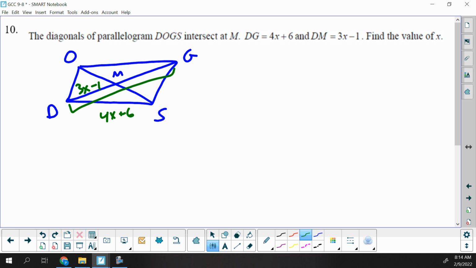Well, segment bisector then implies midpoint. Midpoint implies 2 congruent segments. So we know this must be equal to this. Well, if one of them is labeled 3x minus 1, we can also label that one 3x minus 1. Well, the 2 parts together should equal DG. So we have 3x minus 1 plus 3x minus 1 should equal 4x plus 6.